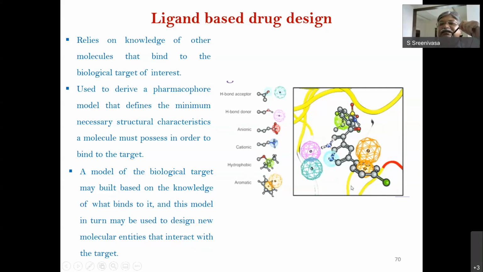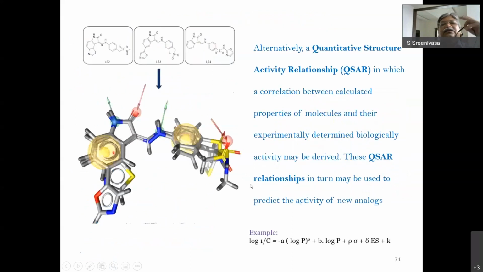you can build a similar molecule of this type. Similar molecule can be built. So this ligand based drug design involves that type of skill, to synthesize a similar molecule by knowing these things. See, these are commercially available molecules.